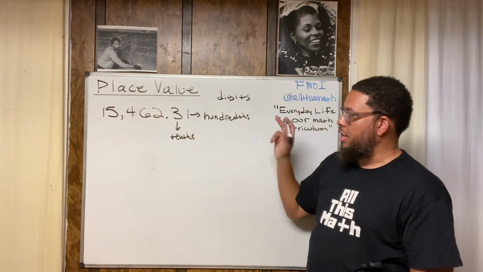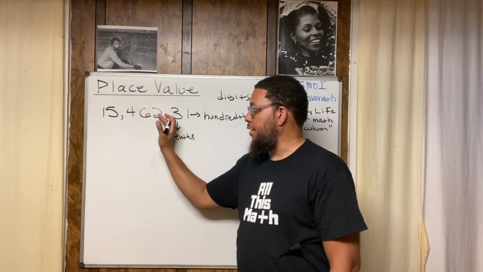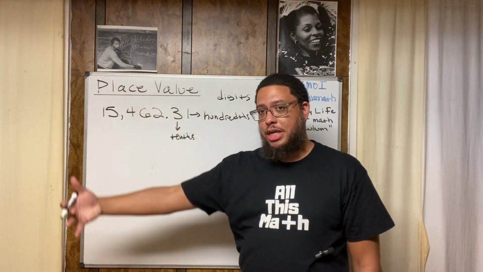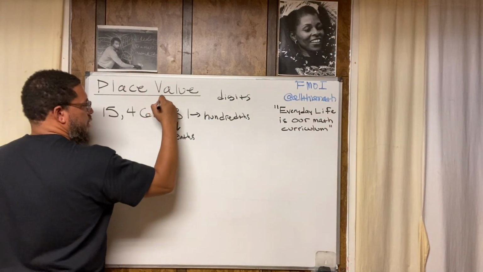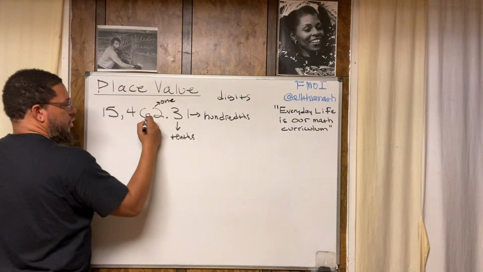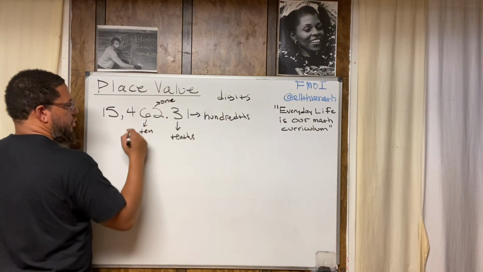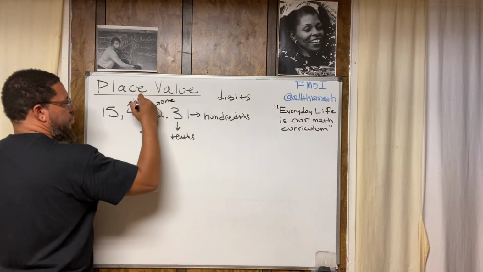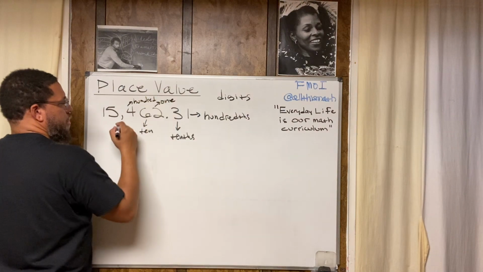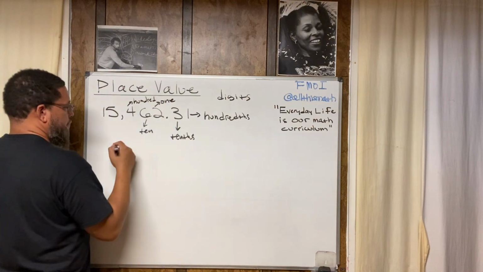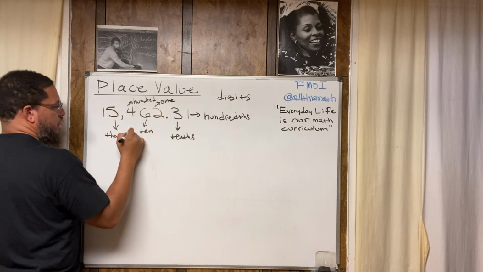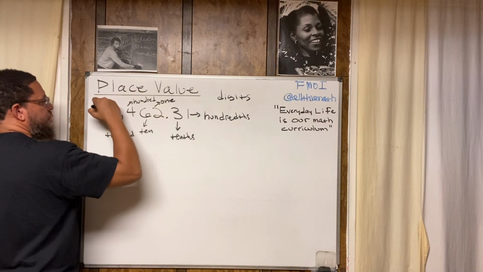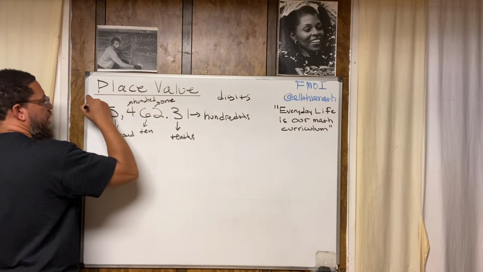Now, when we get to the left side of the decimal point, the whole number side, these are the digits we're more familiar with. This is the ones place. This is the tens place. This is the hundreds place. I know I'm talking fast, I'm going to go over these names again. This is the thousands place, and this is the 10,000s place.